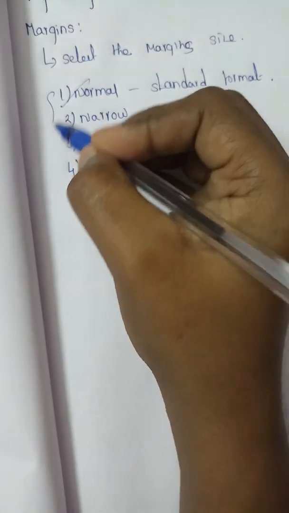So what is the use of margin? It is used to set the margin sizes for the entire document or for a single page. There are 4 different types. What are they? Normal, narrow, moderate, and then wide. Normal is the standard format for margin.